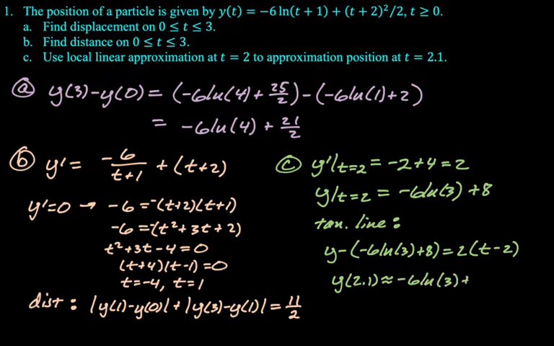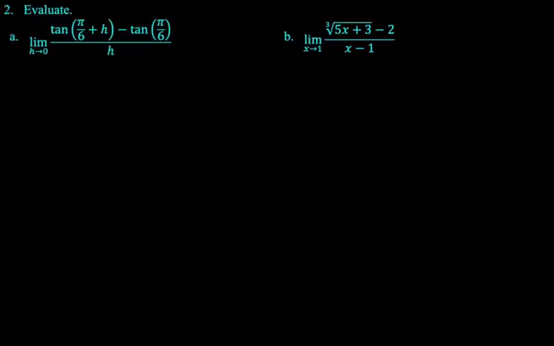And we move over that value, so we get -6 natural log of 3 plus 8 plus 2 times 0.1. Since I don't know the value of that anyway, I'm not going to bother simplifying that. I mean, it'd be 8.2, but I'm still not going to do it.